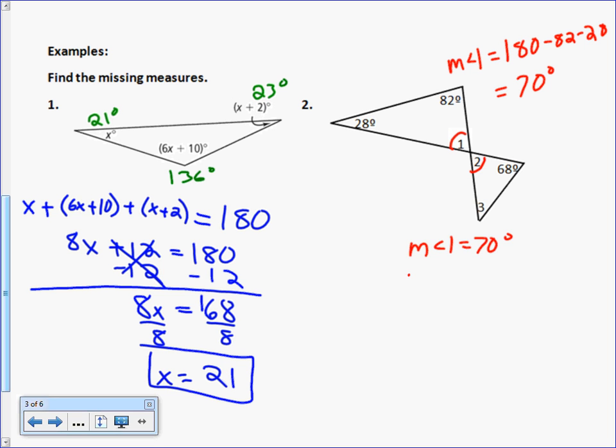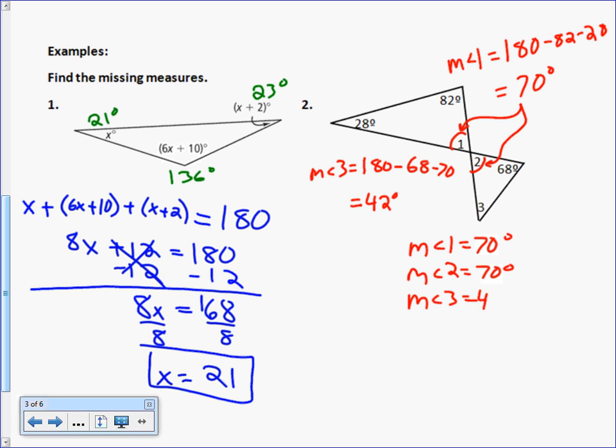And that means the measure of angle 2, since those are vertical angles, is also 70 degrees. Let me label one more, so 70 degrees there and there. Then the measure of angle 3 would be equal to 180 minus 68 minus 70. That would be minus a total of 138, so I think we're left with 42. So the measure of angle 3 is 42 degrees.